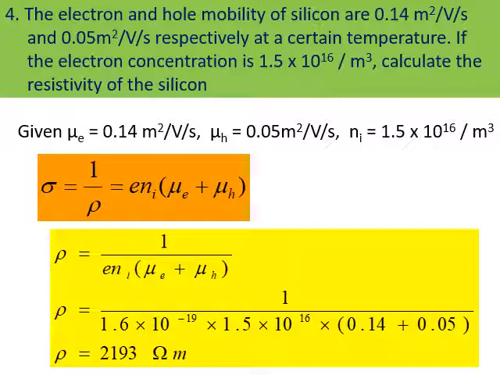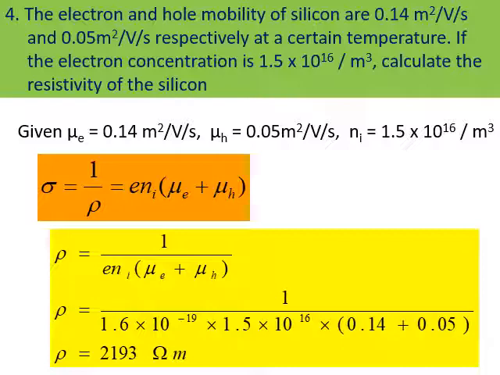The fourth problem: the electron and hole mobility of silicon are 0.14 meter square per volt per second and 0.05 meter square per volt per second respectively at a certain temperature. If the electron concentration is 1.5 × 10⁻16 per meter cube, calculate the resistivity of the silicon.